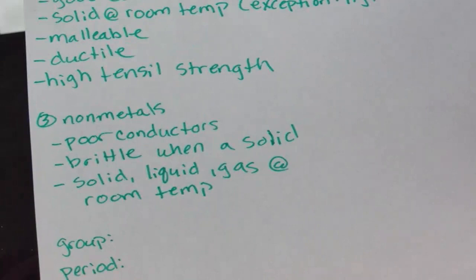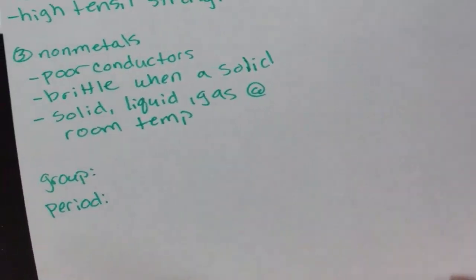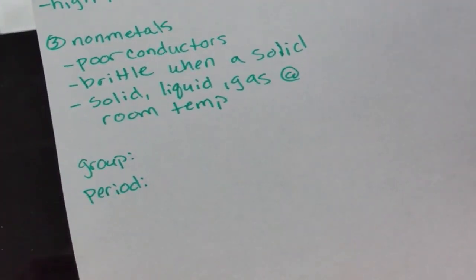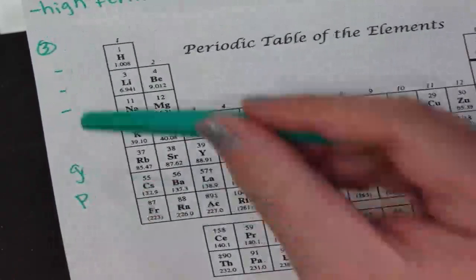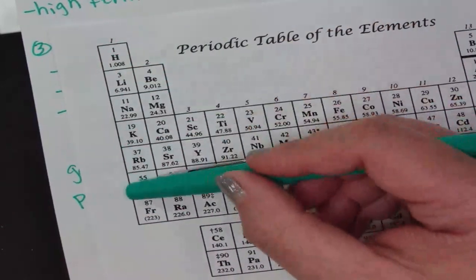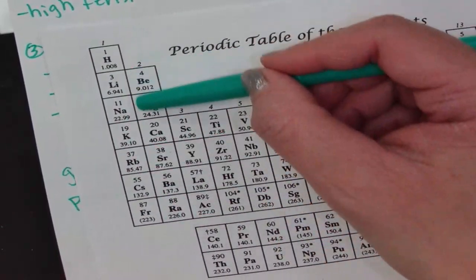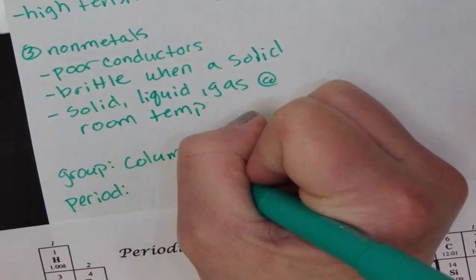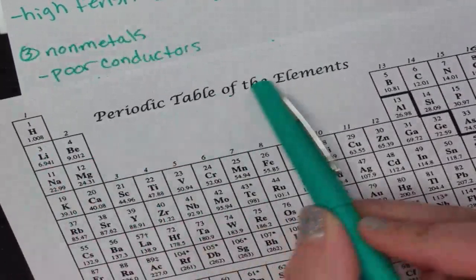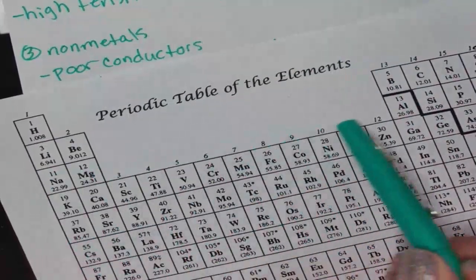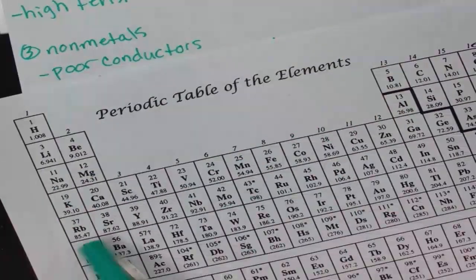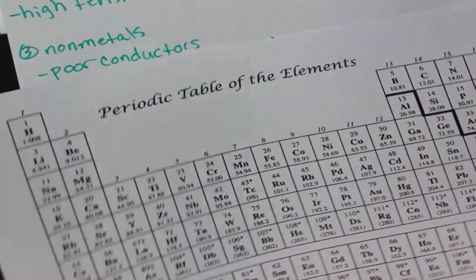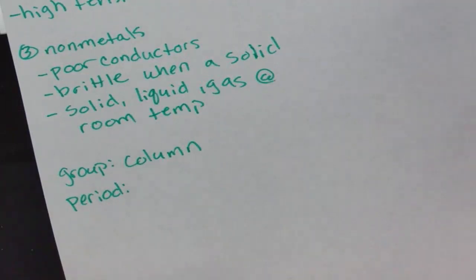So when you hear me say the word group, these are review terms because we've already talked about these before, but let's review them again. Group is the column. So this column is a group. This column is a group. The period are the rows. So the rows on the periodic table, each row, this is a row, is considered a period.